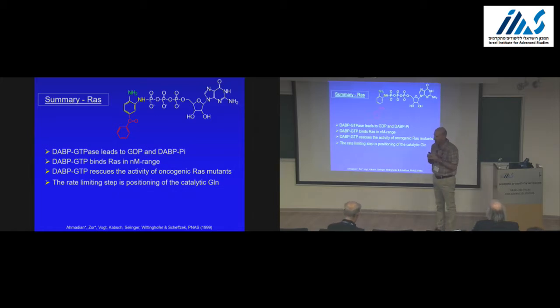And what GAP has to do, when it binds RAS, is help RAS bring the catalytic glutamine to the right place. Because in RAS, it is very much away. When you look only at RAS without the GAP, it's much further away. And positioning of the catalytic glutamine is a major obstacle in order to get the GTPase to behave as an enzyme.